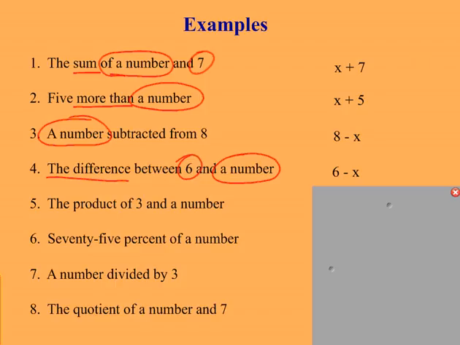Next we have the product of 3 and a number. Remember that the product is the answer you get when you multiply. So we're going to multiply 3 and a number. What number? We don't know. So we're going to multiply 3 and x to get 3x.